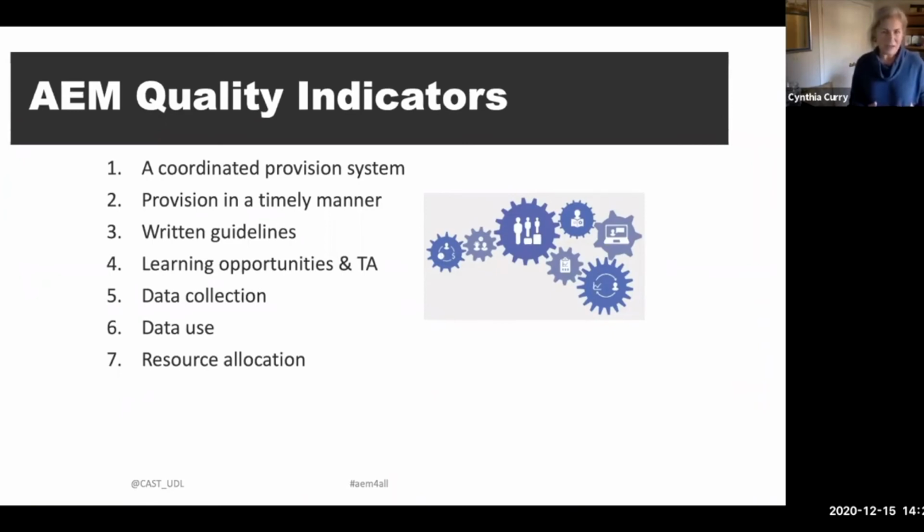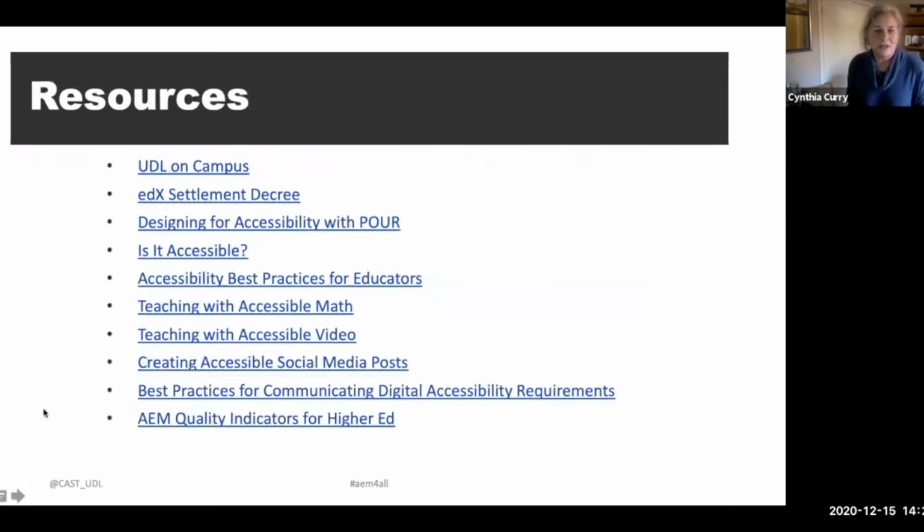Thinking about the Office for Civil Rights, the definition of accessible is equally effective, equally integrated, with substantially equivalent ease of use. So having accessible materials and technologies at the same time as their peers is essential to meeting accessibility compliance. Having written guidelines that are communicated to everybody, providing learning opportunities and technical assistance, which the AIM Center can help contribute to, collecting data, using those data, and allocating resources purposefully are all part of our quality indicators. So on our website, there are some critical components that break down those quality indicators into specific actions that institutions can take.